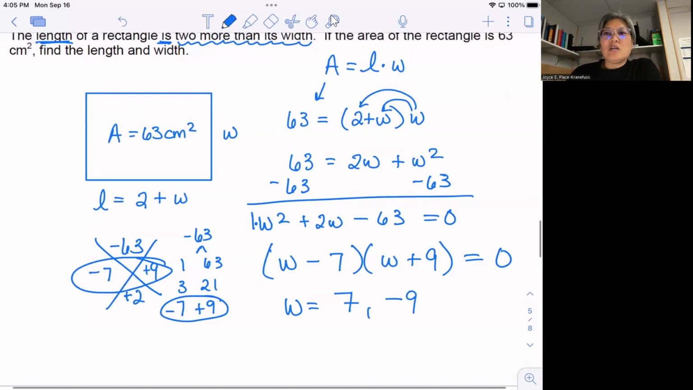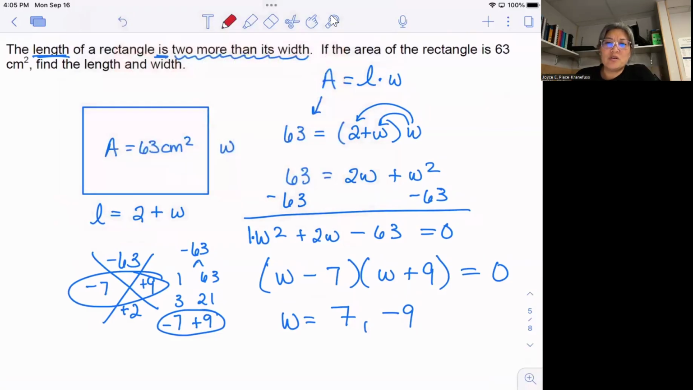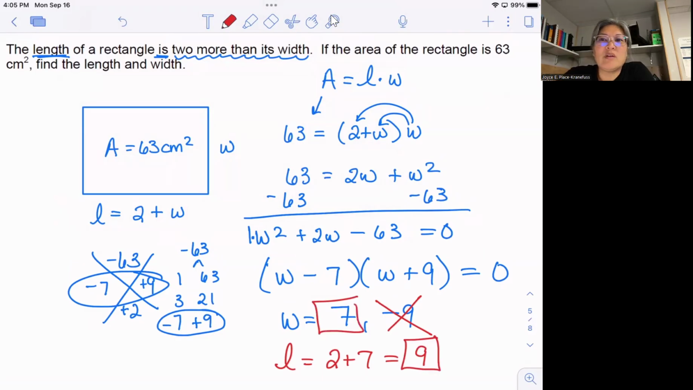But since we're actually talking about a legit rectangle, we can identify which one of those two cannot be the width. If you said negative 9 because a length or a width cannot be negative, you hit the nail on the head. If the width is 7, the length is 2 plus 7, which is 9. So your length is 9, your width is 7.